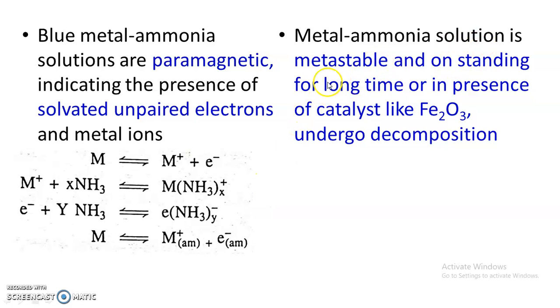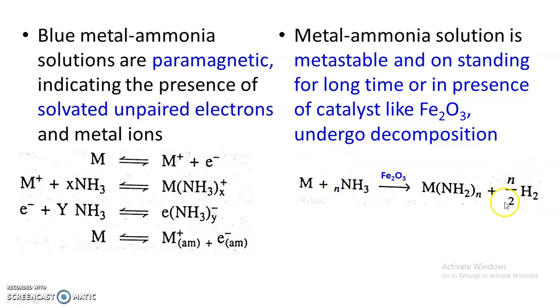The metal ammonia solution is metastable, and on standing for a long time or in the presence of a catalyst like Fe2O3, it undergoes decomposition and there is an evolution of hydrogen gas. So this solution of solvated electron plus solvated metal cation, when kept for a long time or when a catalyst such as Fe2O3 is added, evolves hydrogen, and therefore this solution is metastable. On standing for a long time, it undergoes decomposition.